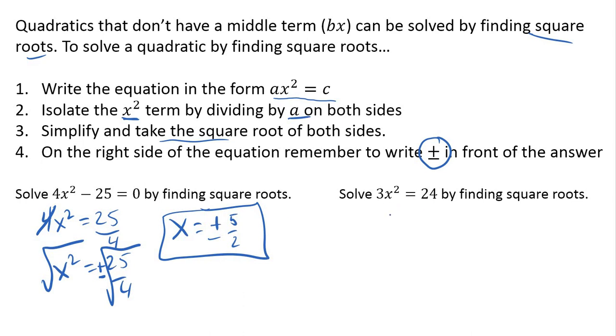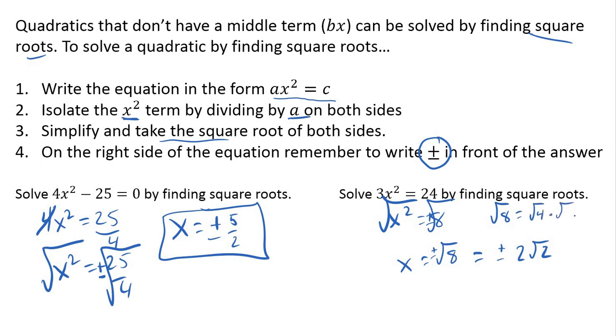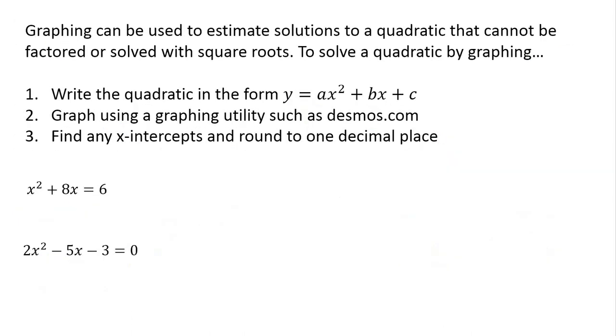How about this guy? Divide your 3 over, x squared equals 8. Same thing, square root both sides, add that plus or minus. So x equals plus or minus square root of 8, which we can simplify just a little bit. Square root of 8 is going to be 2 square root 2. Maybe I'll revisit that real quick. Square root of 8 would be same as square root of 4 times square root of 2, and square root of 4 is 2. That's why that 2 is out front. And so that would be the exact solution to that guy.